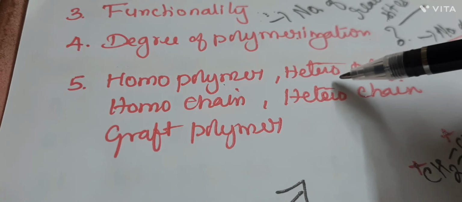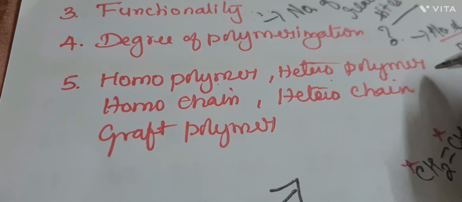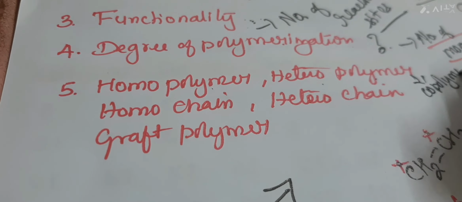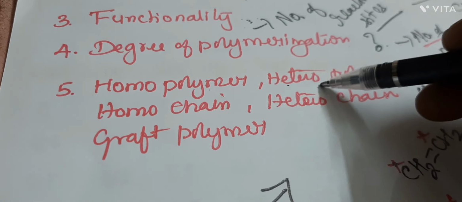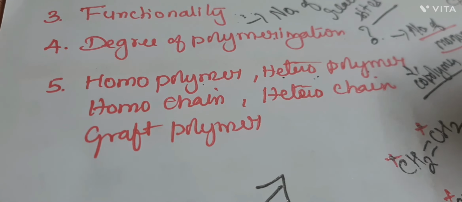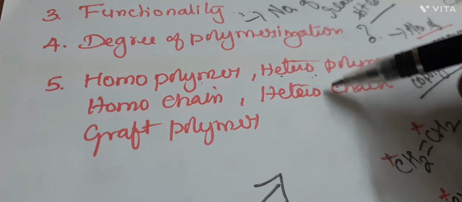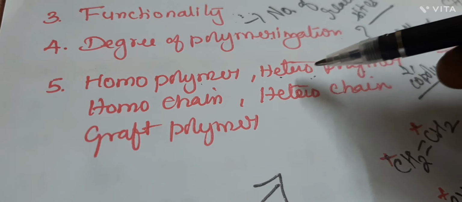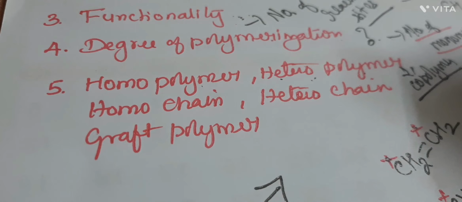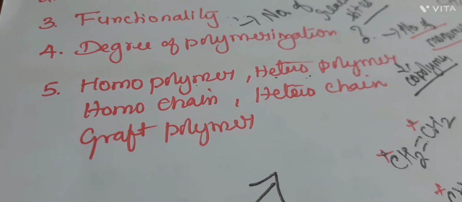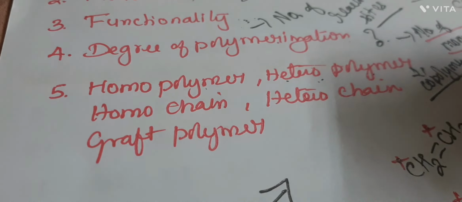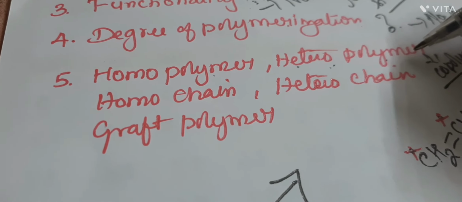Heteropolymer is also known as copolymer. From the name itself you can get that it consists of different types of monomer. In the next video I'll explain the heteropolymer in detail. Different types of monomer, for example nylon 6,6 and SBR, styrene butadiene rubber. Those structures I will discuss in the next class.